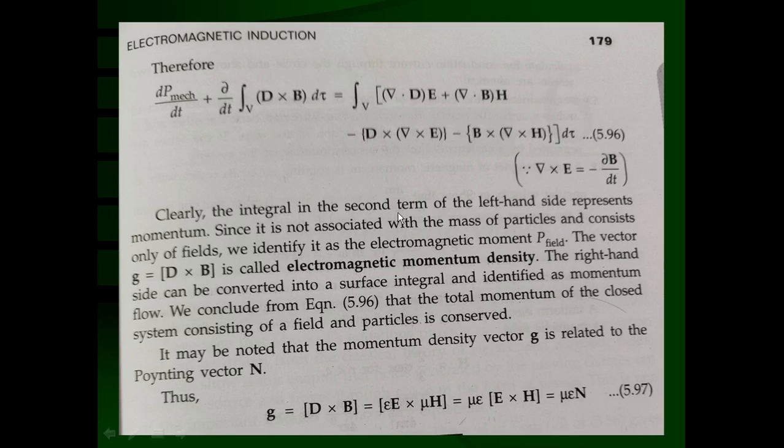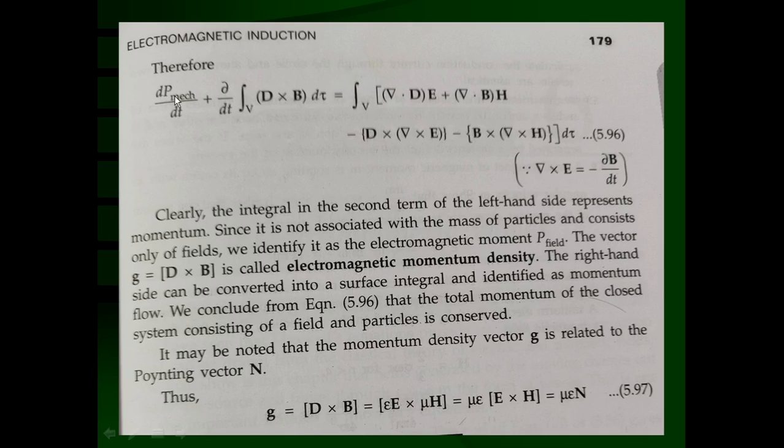Clearly the integral in the second term of the left hand side represents the momentum. So this is also representing the time rate of change of the momentum, and that momentum we designated here as electromagnetic momentum. So the integral in the second term of the left hand side represents the momentum, since it is not associated with the mass of the particle and consists only of the fields. We identified it as electromagnetic momentum P field. Instead of P mechanical, it is a P field.